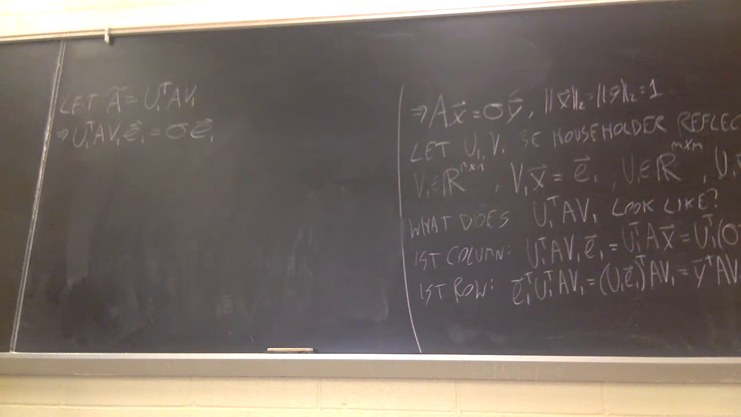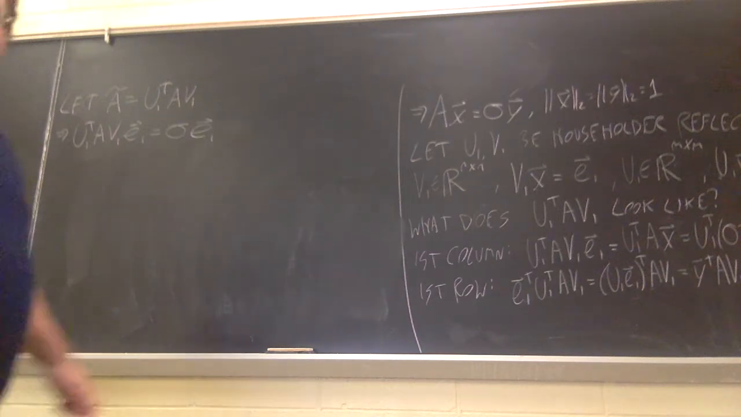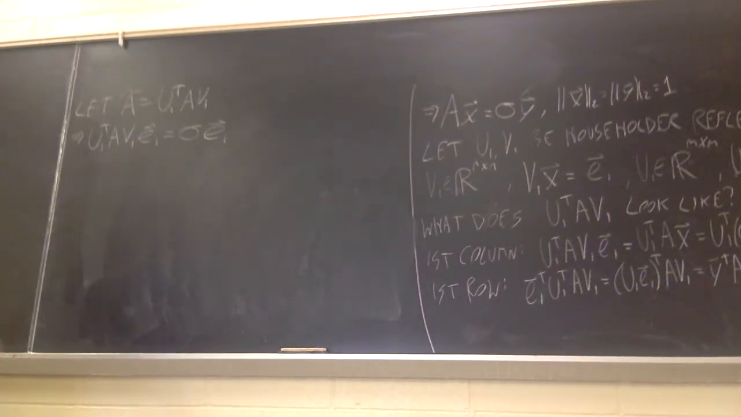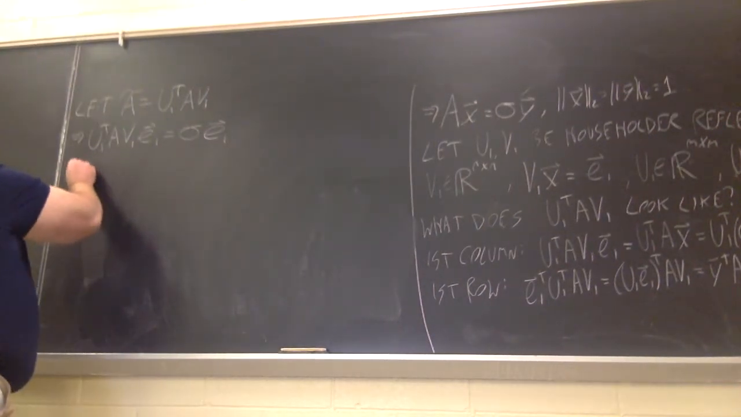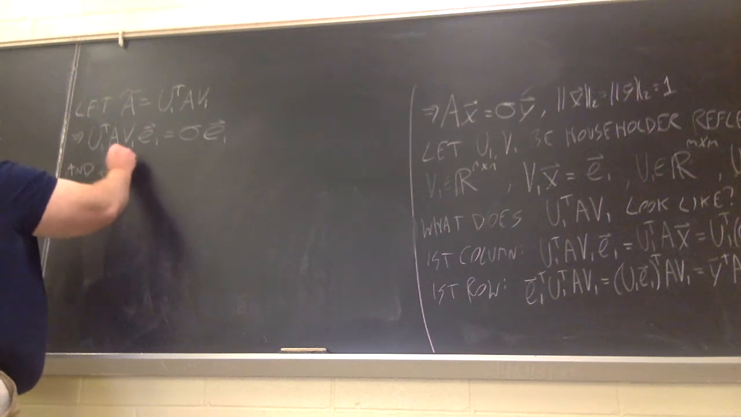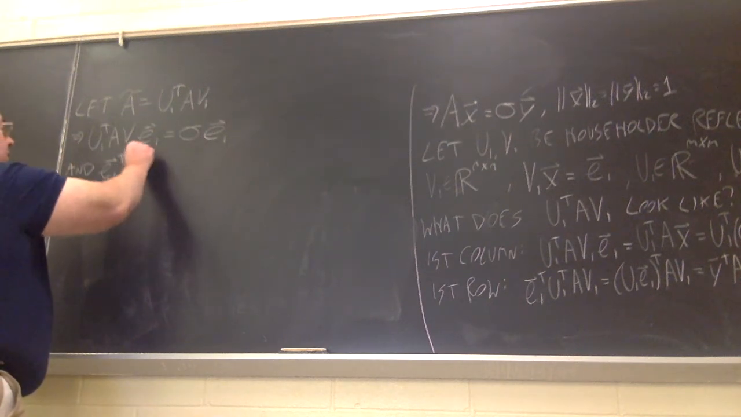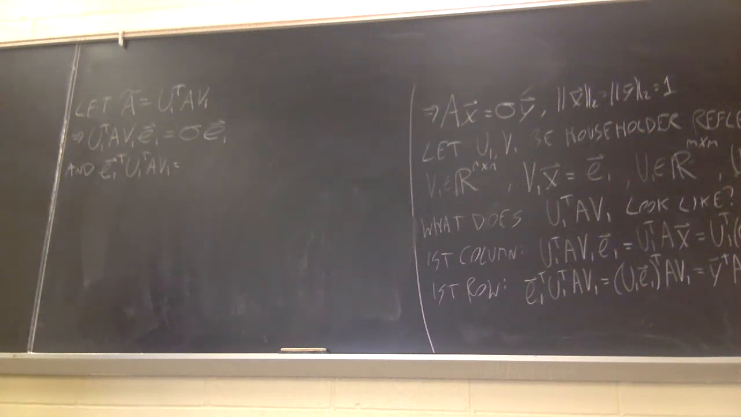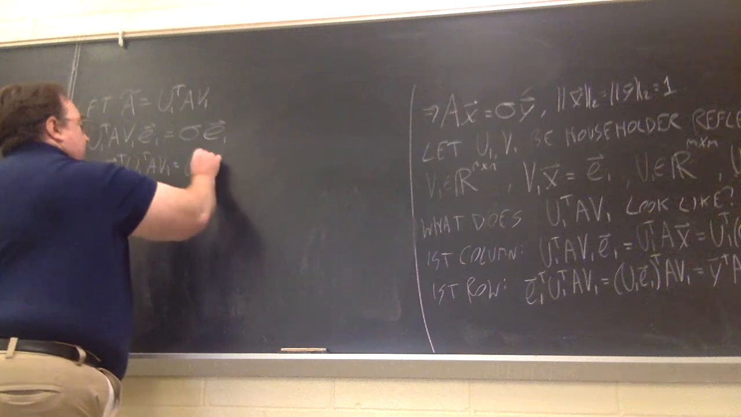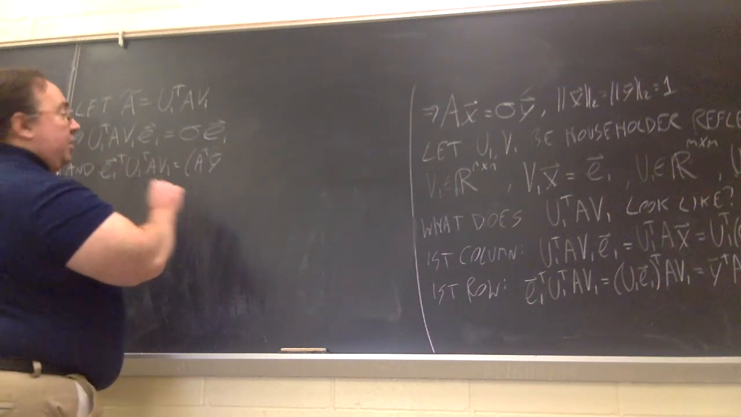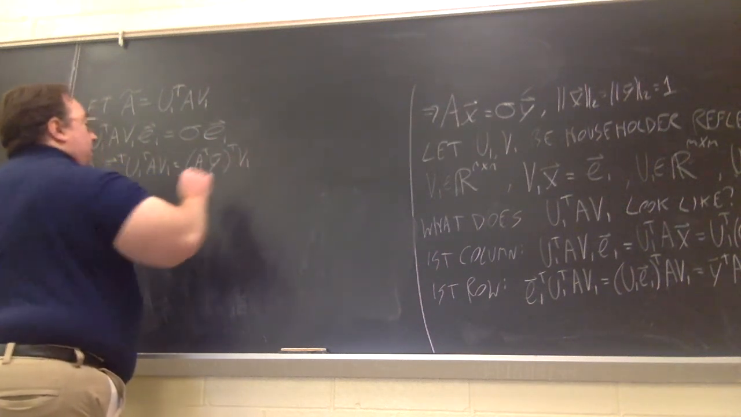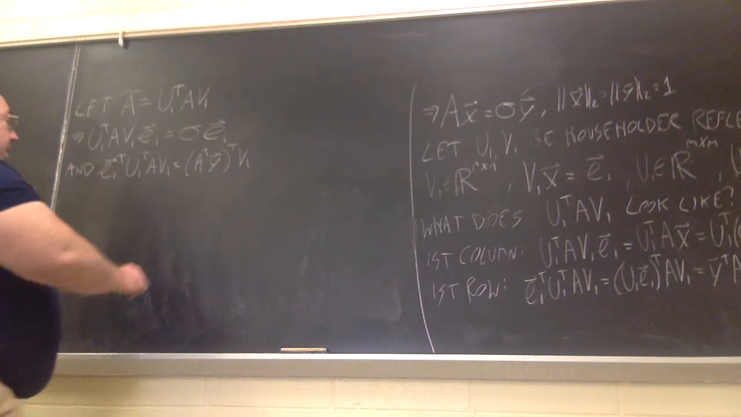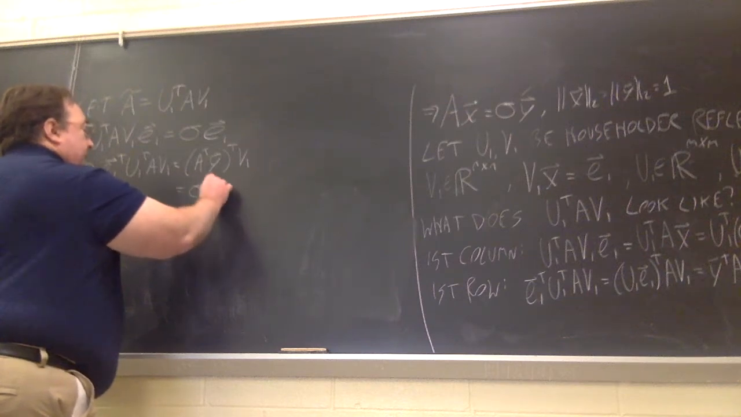Now I was working on the first row before I had to go to the other board and work some things out. So the first row: where I got to before was A transpose Y transpose V1. But now I know that A transpose Y is sigma X. So now I can fill that in.